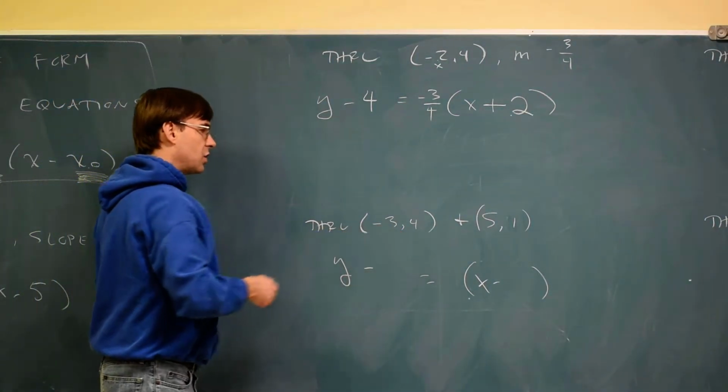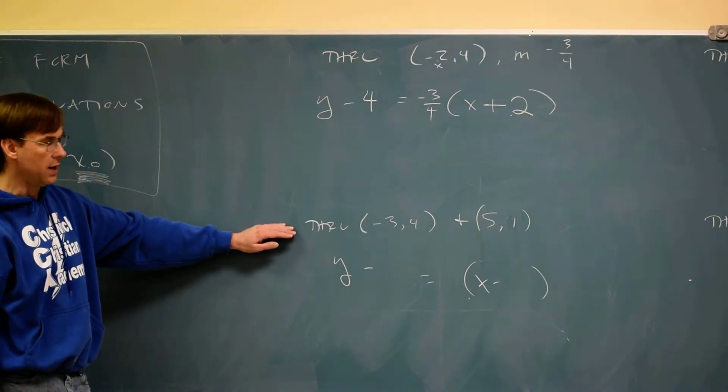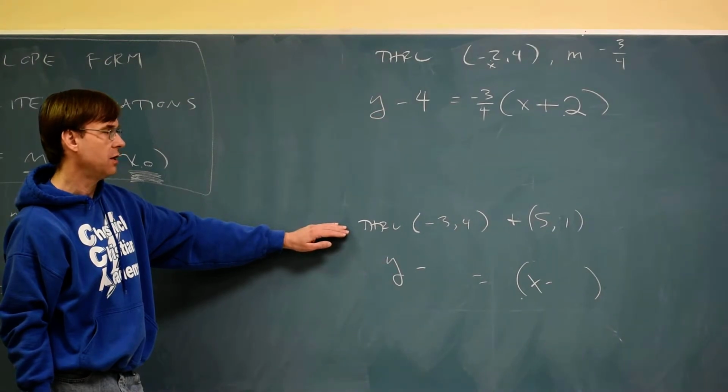This question just got a little bit trickier, because I'm telling you to go through 2 points, but I'm not specifically telling you the slope.